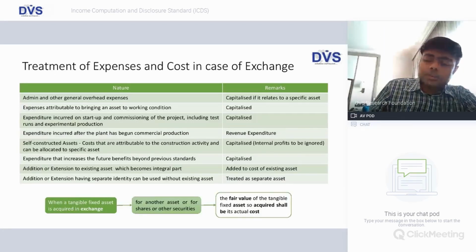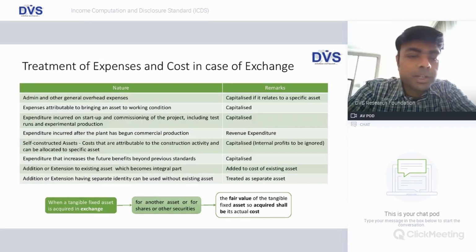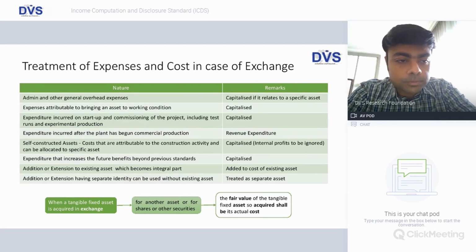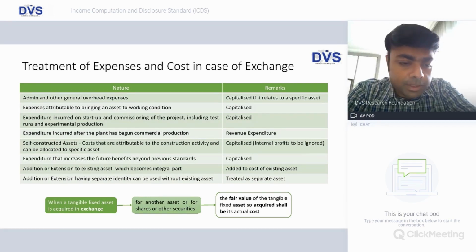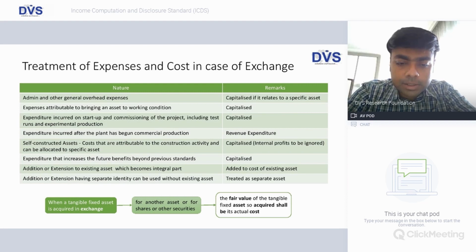Friends, when you get into ICDS 5, you can see a lot of similarity with section 43 subsection 1 and its explanations read with it, which deals with the actual cost of fixed assets. So this is what we use for the purpose of claiming depreciation under section 32. So treatment of expenses and cost in case of exchange of assets. Where a tangible fixed asset is acquired in exchange for another asset, then the fair value of the asset so acquired shall be deemed to be its actual cost.